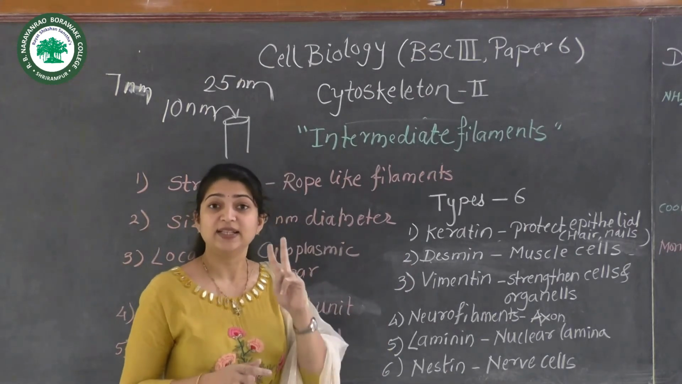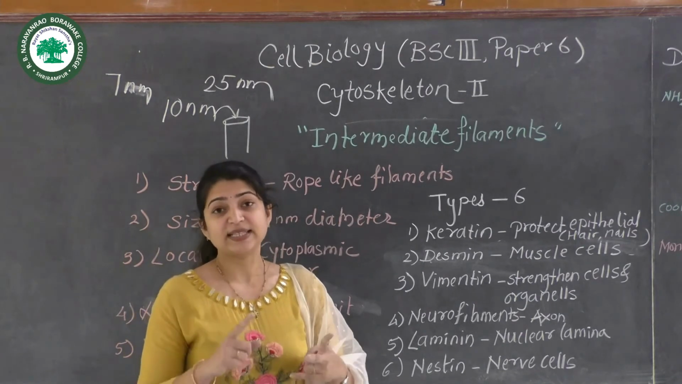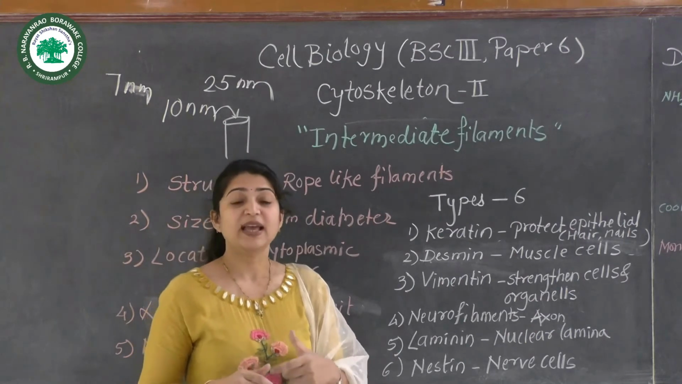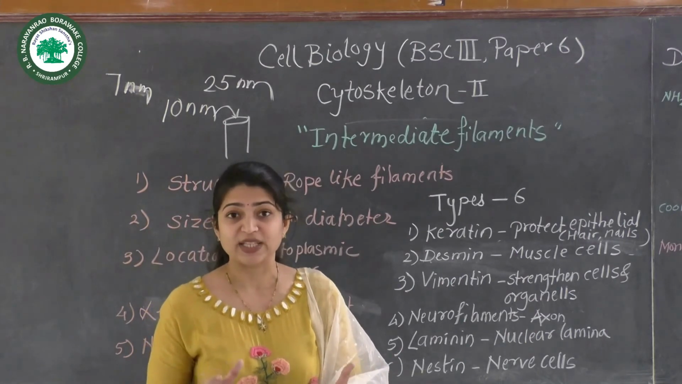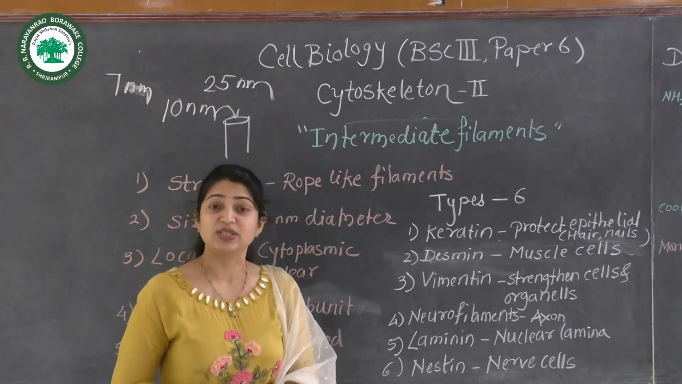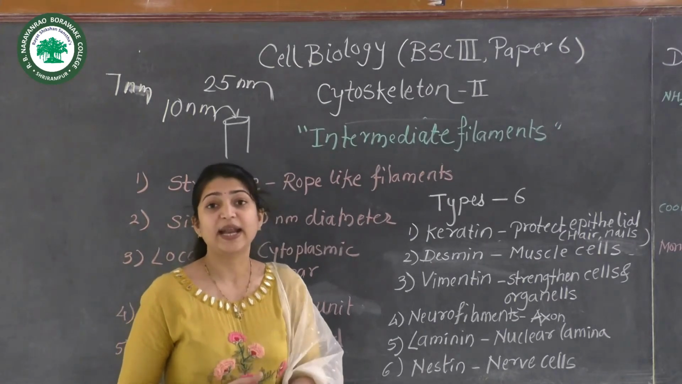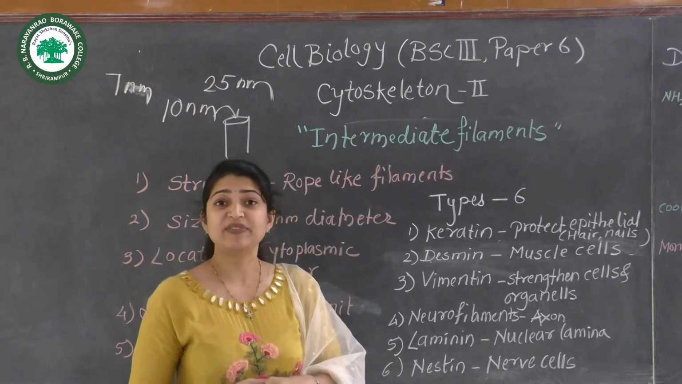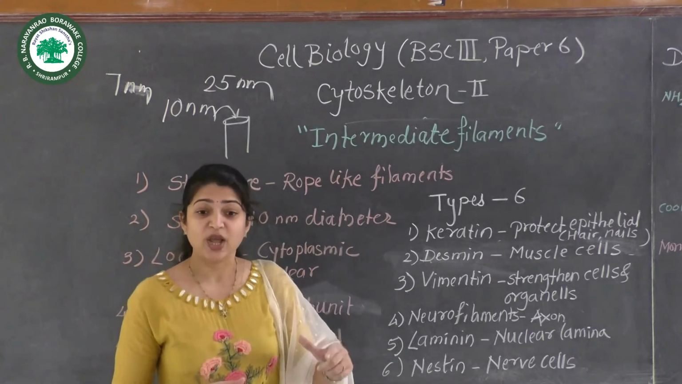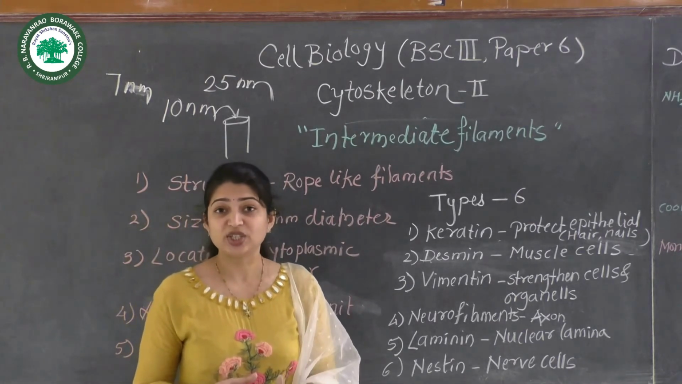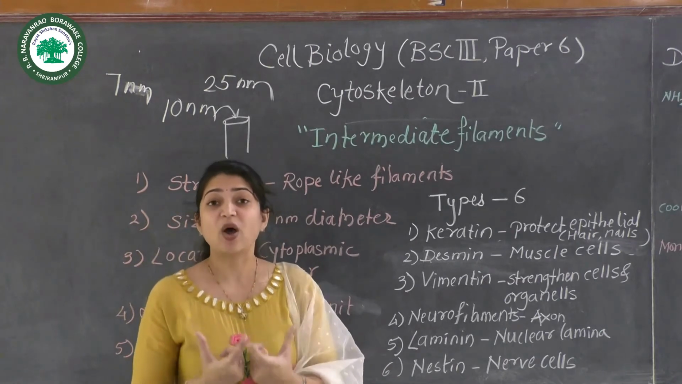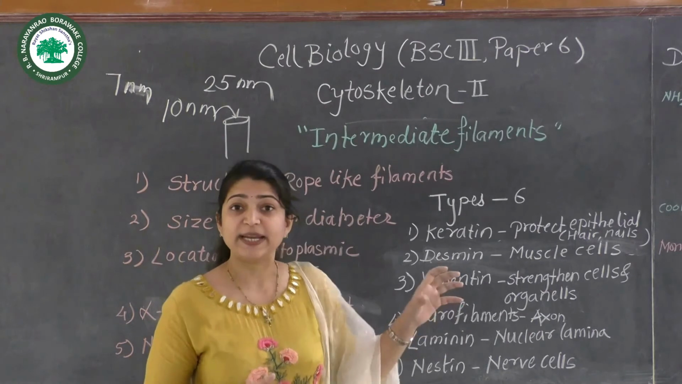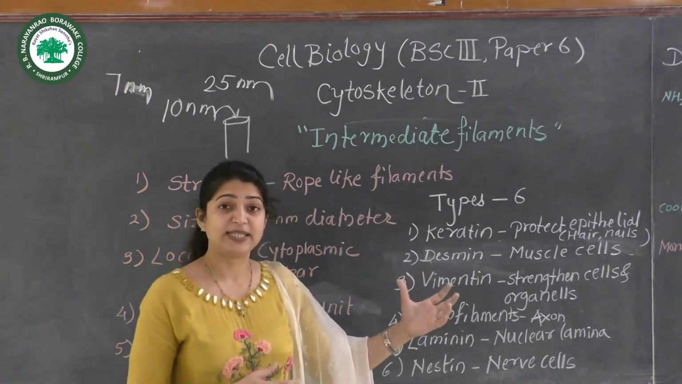In keratin, there are two types, acidic keratin and basic keratin, which form the hard keratin and the soft keratin. The soft keratins are present in the cytoplasm, while the hard keratin helps to form the structure. Just previously I told you that keratin forms a typical structure of the cell organelle. So to give a proper rigid structure, the intermediate filaments help a lot.